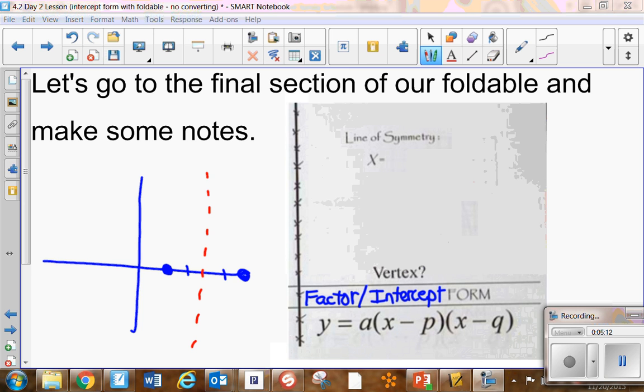So I'm going to do the same here. I'm going to average p and q. So for the line of symmetry, I'm going to add p and q and divide by 2. And that's going to be the x of my line of symmetry.